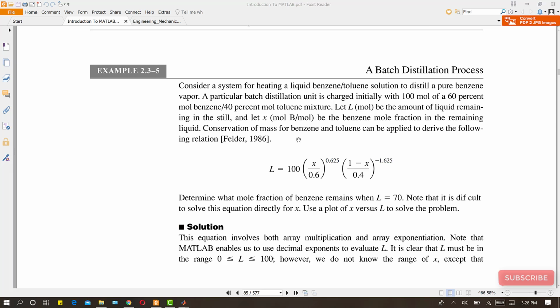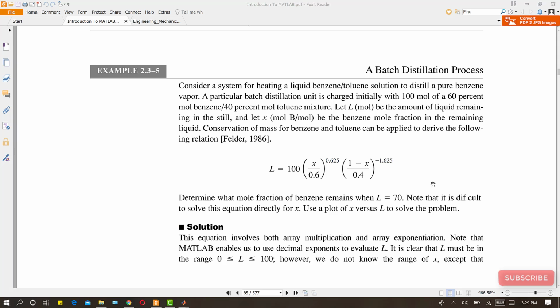So conservation of mass for benzene and toluene can be applied to derive the following relation. This is a particular equation for this batch distillation process. We need to determine what mole fraction of benzene remains when L is equal to 70. When L is equal to 70, how many moles of benzene per mole are left? So X is the mole of benzene per mole, and we need to find that X value.